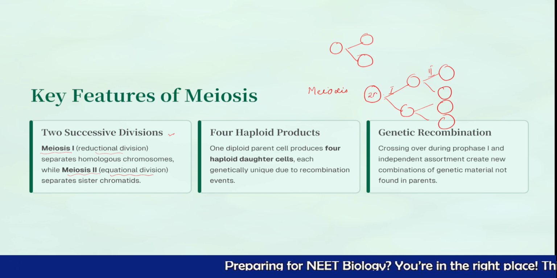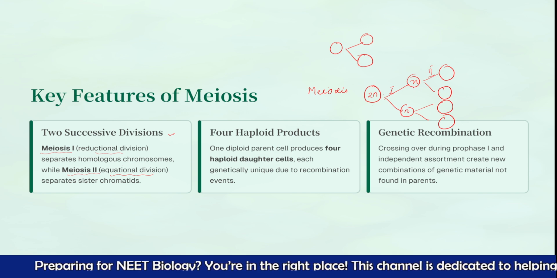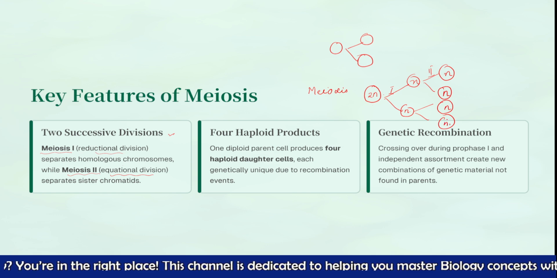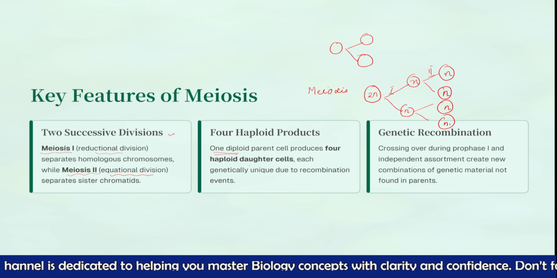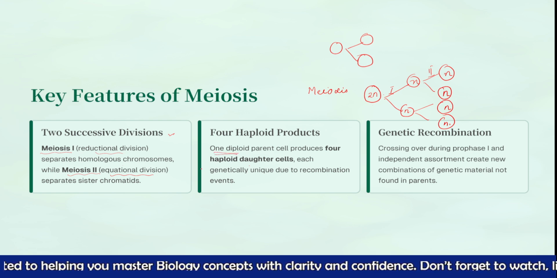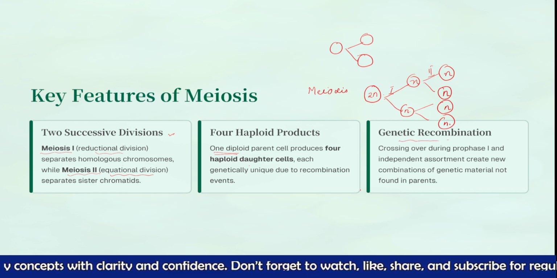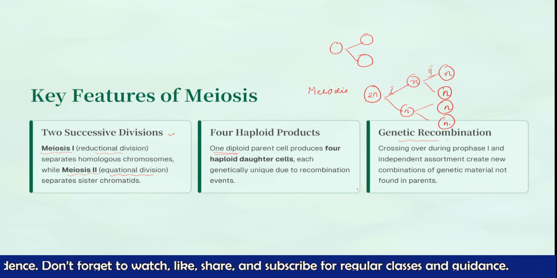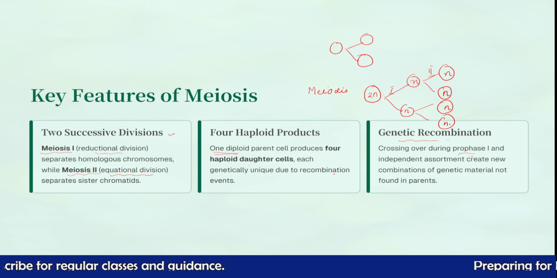Okay, so the mother cell is diploid and the daughter cells are haploid in the first division. Then the same number of chromosomes will continue in the next daughter cells. So a total of four haploid daughter cells are formed from a single diploid parent cell. That is another feature of meiosis. And genetic recombination takes place in meiosis. Recombination means combining the genetic constituents of different chromosomes. That takes place in prophase 1. So these are the key features of meiosis.